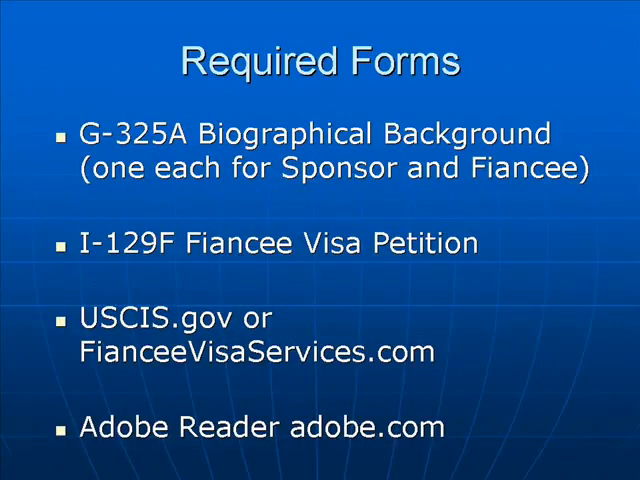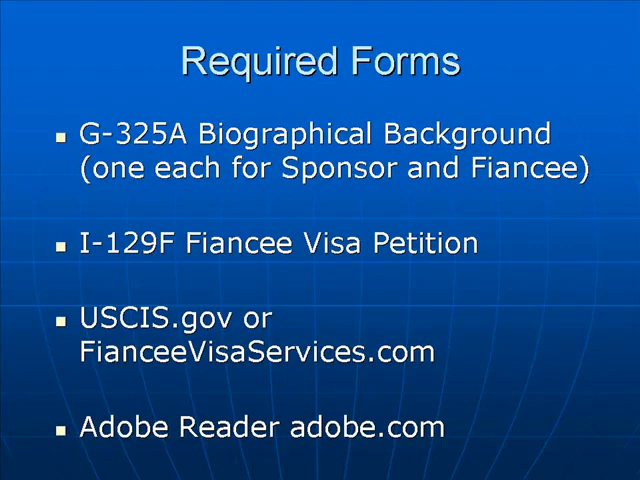The application package you will be putting together and submitting to the government includes two required forms. These can be downloaded from the uscis.gov or from fiancevisaservices.com, where there are copies. You can open these files using Adobe Reader, and if you don't have Adobe Reader, you can obtain it at adobe.com.